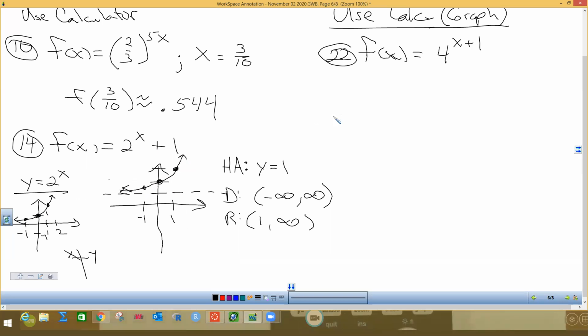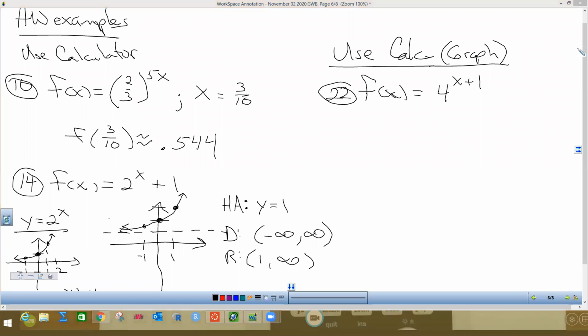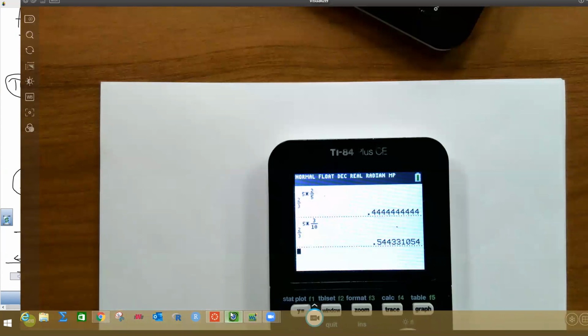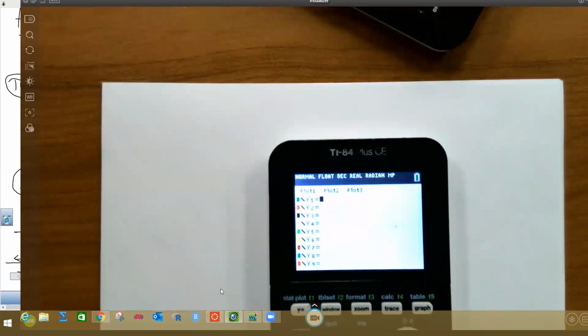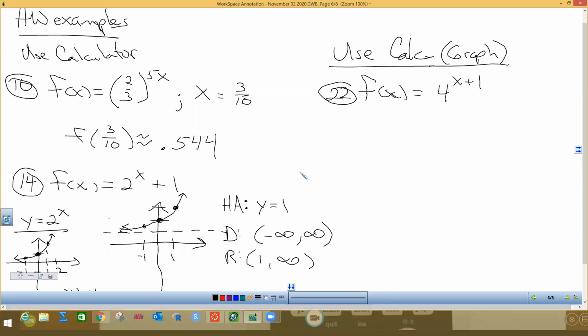And then this last problem is another one. It says use a graphing calculator to graph this thing. So we are going to have our calculator on. Let me get the screen up there. So we're going to hit y equals. And we're going to graph the function y equals 4 to the, I can't remember, I think it was x. I gotta look real quick. I put x plus 1. I think 22 actually says x minus 1. Nope, it's x plus 1. So it's x plus 1.